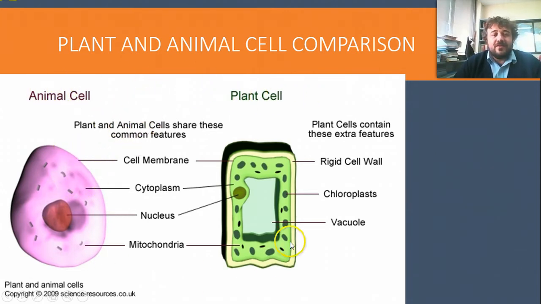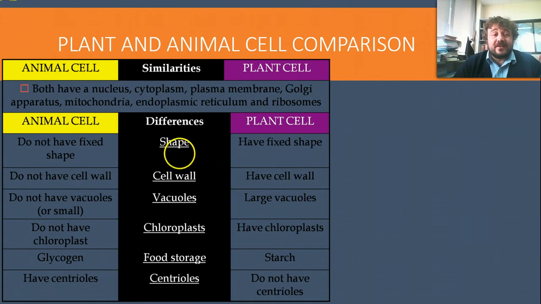Now, if you have a look, you'll notice that one is actually much simpler than the other. Here we have cell membrane, which exists in both. Cytoplasm, the gooey stuff in the center, exists in both. The nucleus exists in both. Mitochondria, which is where respiration happens, exists in both. However, plants have a few extra features. They have a rigid cell wall, okay? They've got chloroplasts and they've got a large vacuole in the center. Similar, but different.